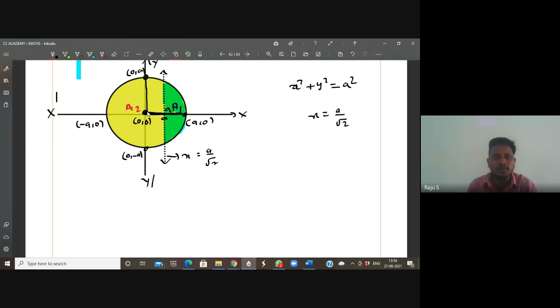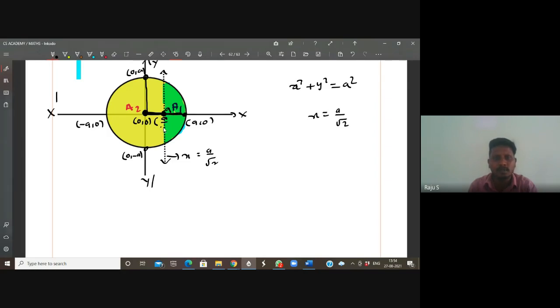So with respect to the x-axis, you may find the area. With respect to the x-axis alone we'll find the area here. What about the point of intersection? What is this point, anyone?